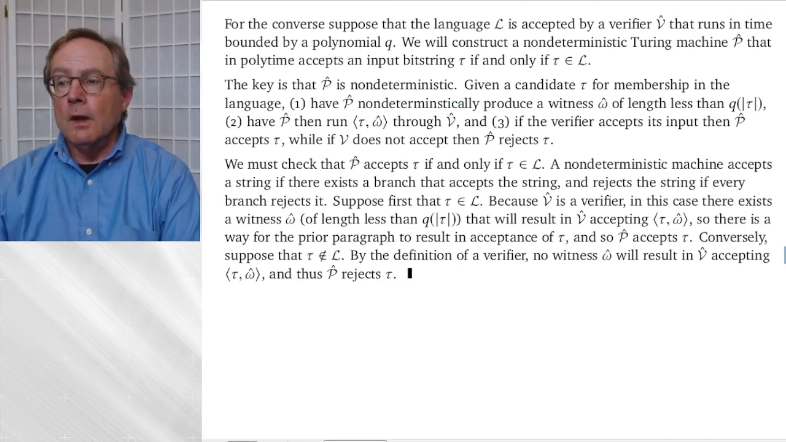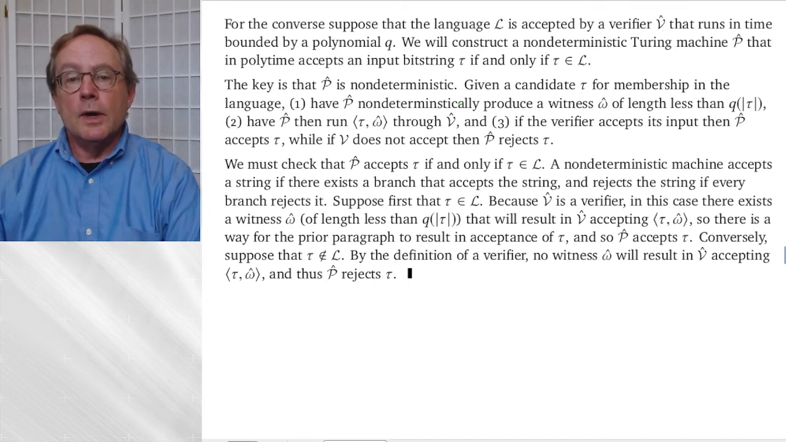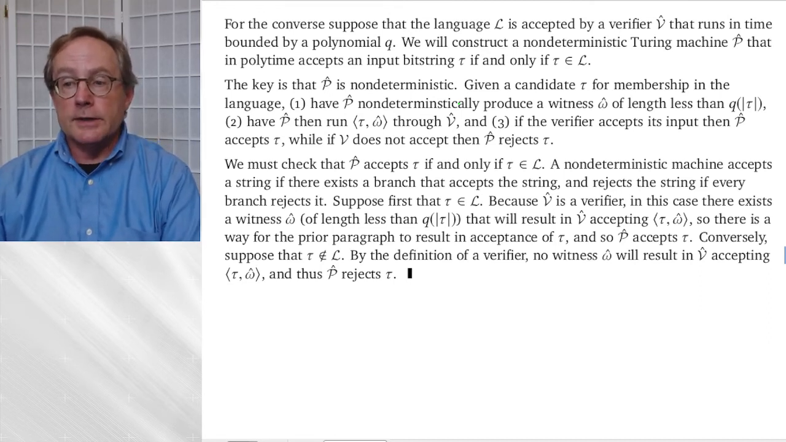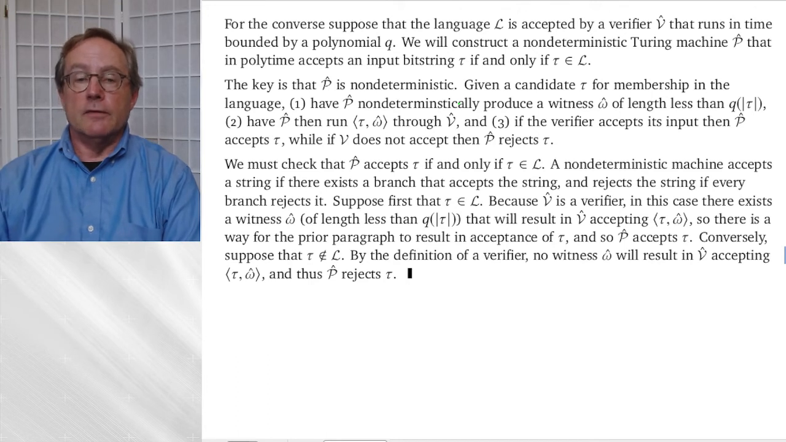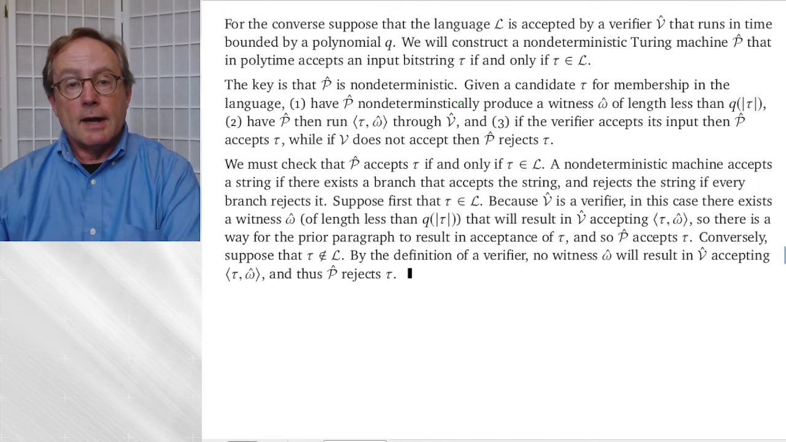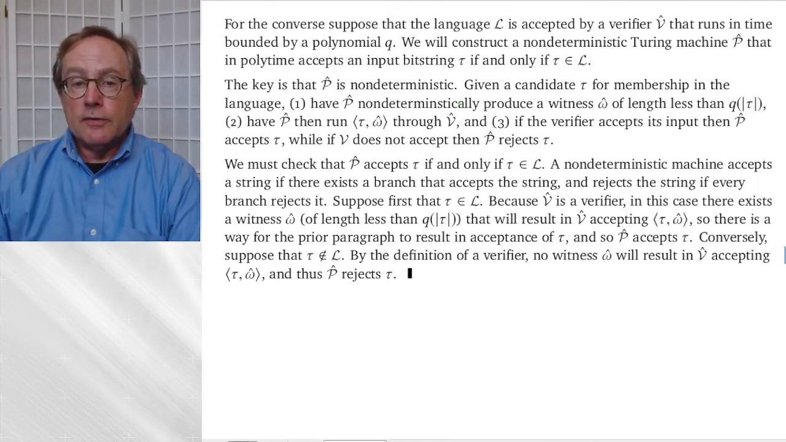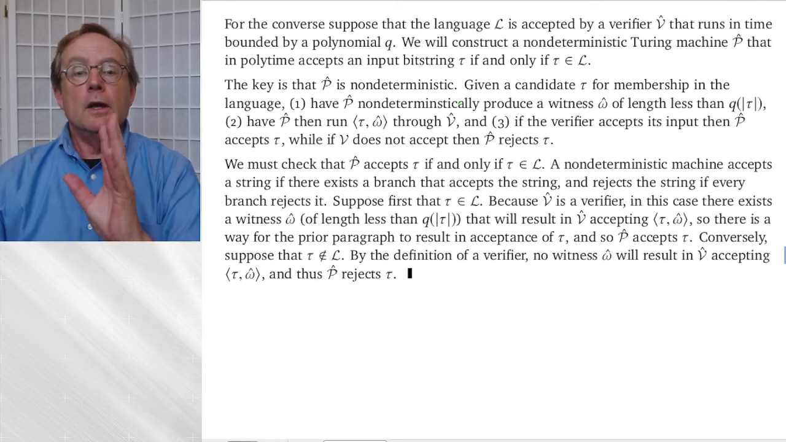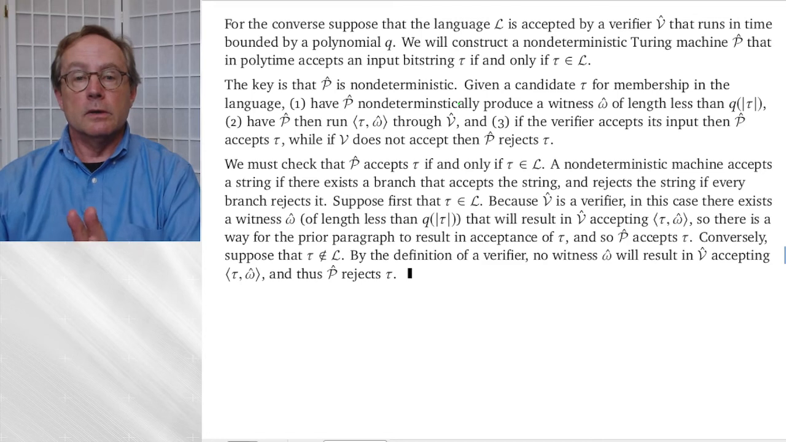That's the whole point. So given a candidate tau for membership in the language, you have p hat guess at a witness. You have p hat non-deterministically produce a witness, omega hat, of length less than polynomial length of tau. Then just simply have p hat run tau comma omega hat through v hat, and if the verifier accepts the input, then p hat will also accept tau. If the verifier does not accept the input, then p hat rejects tau. So p hat is non-deterministic, it's allowed to make a guess at the witness omega, or you can imagine a daemon. We can then just run it through the verifier and check the guess. Does there exist a guess that will work? That's the thing. Not how do I find it? Does there exist a guess that will work? That's the question we have to answer.